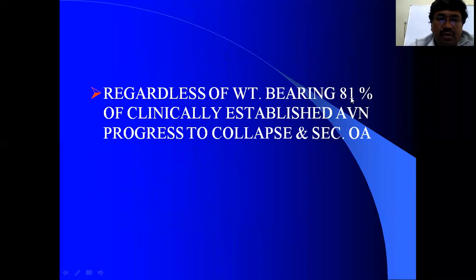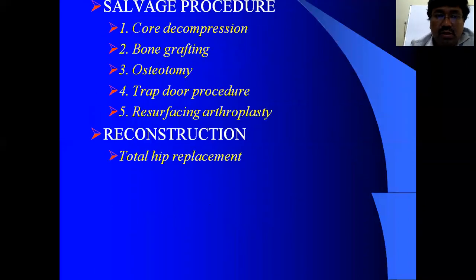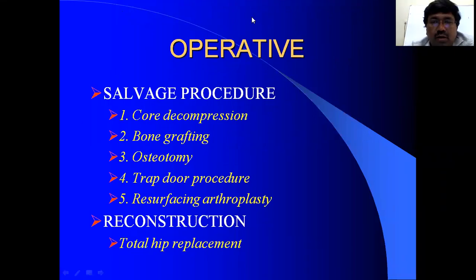Regardless of weight bearing, 81% of clinically established avascular necrosis cases progress to collapse and secondary osteoarthritis. So 81% of the cases will progress. So non-operative treatment is pretty useless. Next, operative: these are the different types of operative procedures. In olden days, we tried core decompression, bone grafting, osteotomy, Rhabdo procedure, and resurfacing arthroplasty. But nowadays, total hip replacement has become the gold standard.